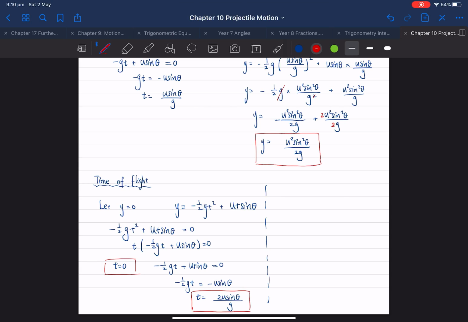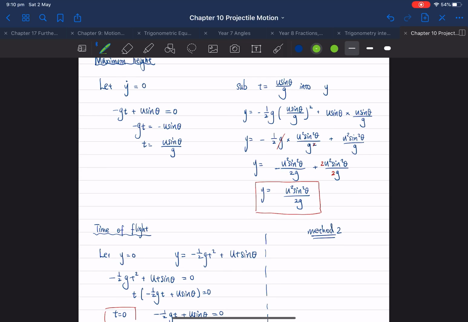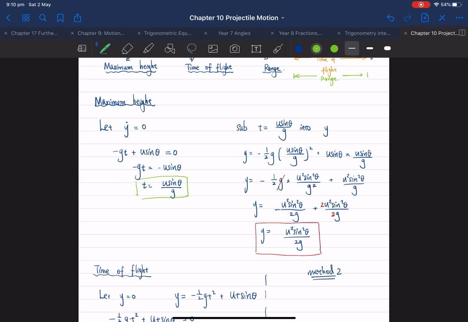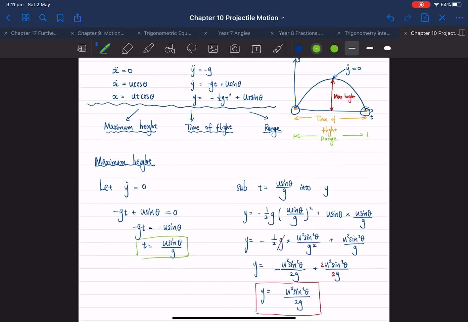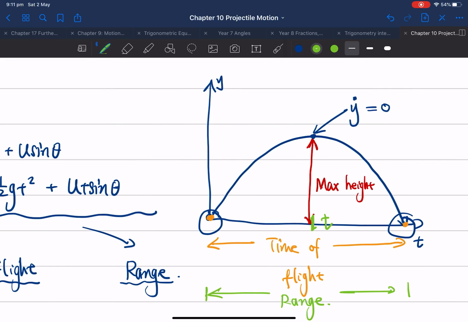That's the starting point. Now, I do have another way to offer you to do this time of flight question, but you have to remember there are some restrictions. What's the second method? Have a look at the previous answer we got. What is this? That's the time for the particle to reach the maximum. And have a look at this diagram. It's a parabola. It is a symmetrical diagram.